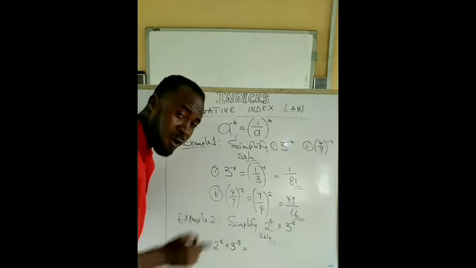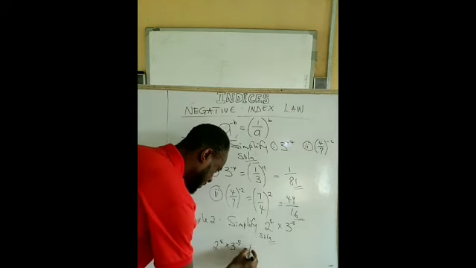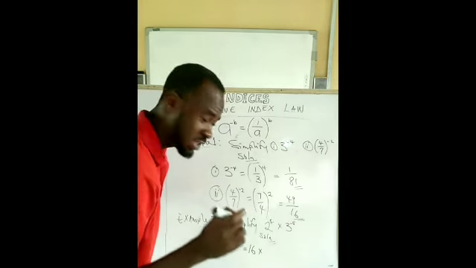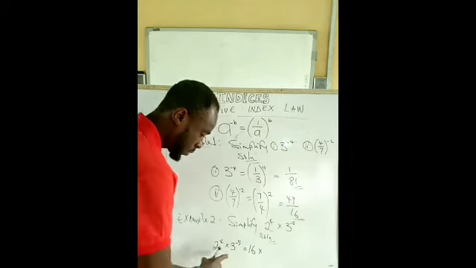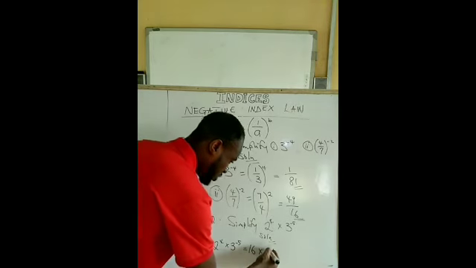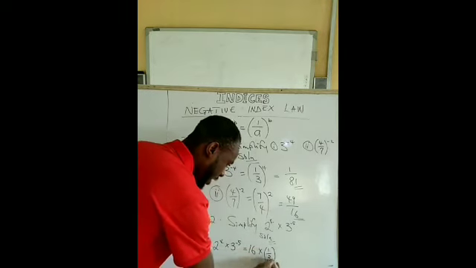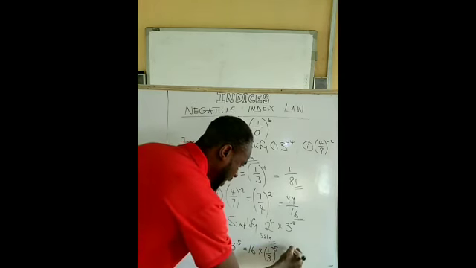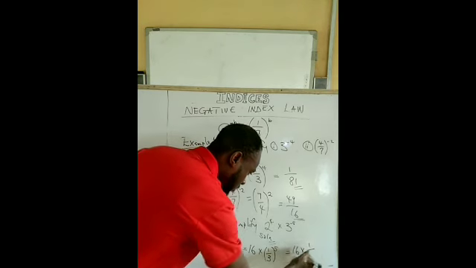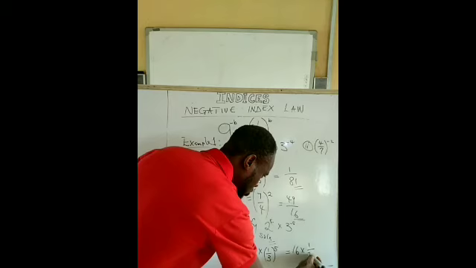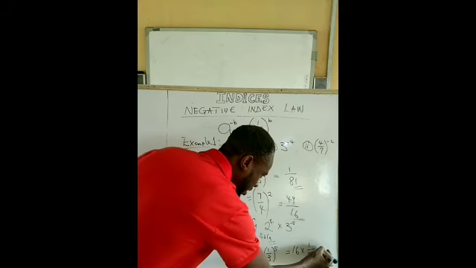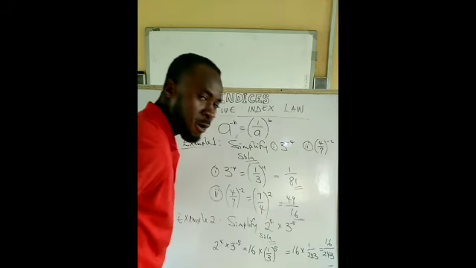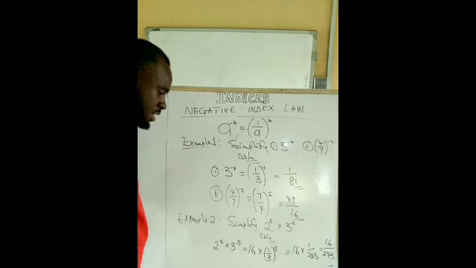Now remember that 2 raised to the power of 4 is the same thing as 16. Then to this, we are going to apply the negative index law. Now let's apply it. We are going to take the reciprocal of 3, which is 1 over 3. And then our negative power changes to positive. So that we are having 16 times 1 over 3 raised to the power of 5, that is 243. Making our final answer 16 all over 243. So that's our answer.